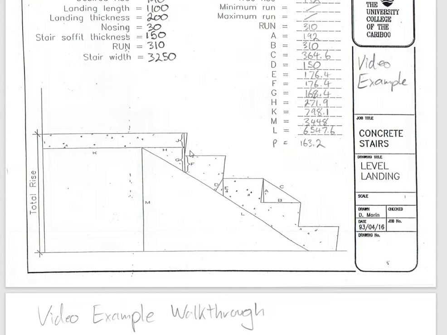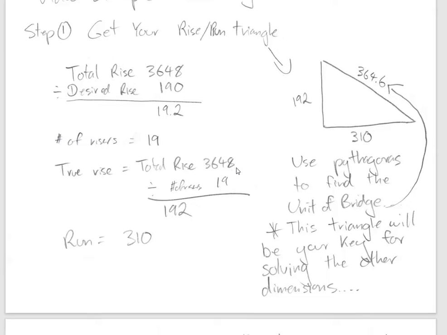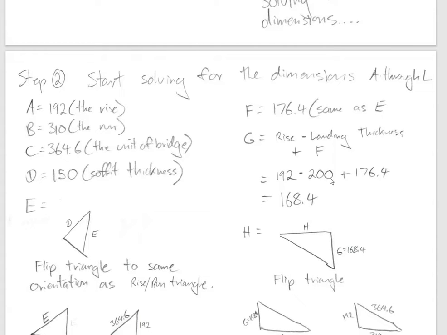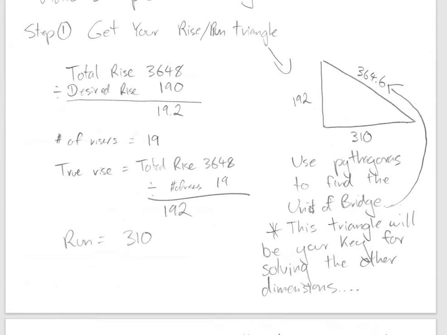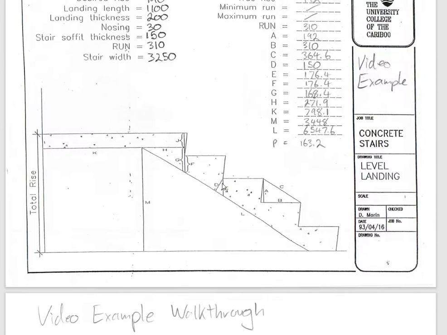Now in this situation here, the way that this drawing is showing us is not accurate to the numbers. Our drawing is showing us that the landing is thicker or longer, I guess you could say, than the rise. It's not always the case, but we just stick to this formula and you'll get an answer for G. We get 168.4. And then our next problem to solve is H.